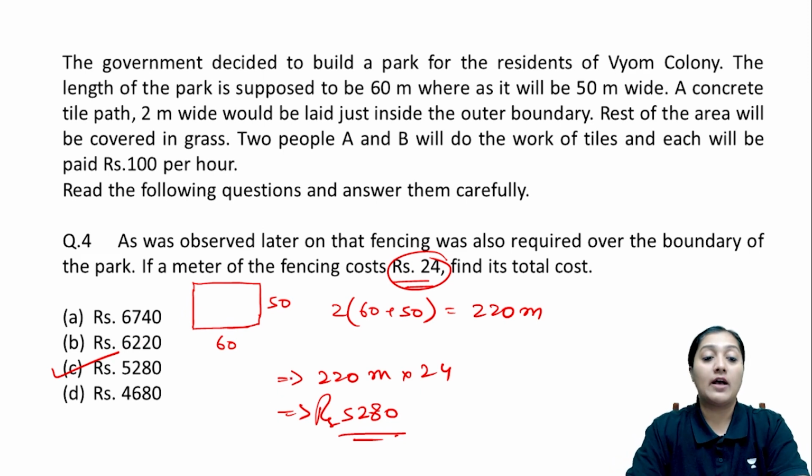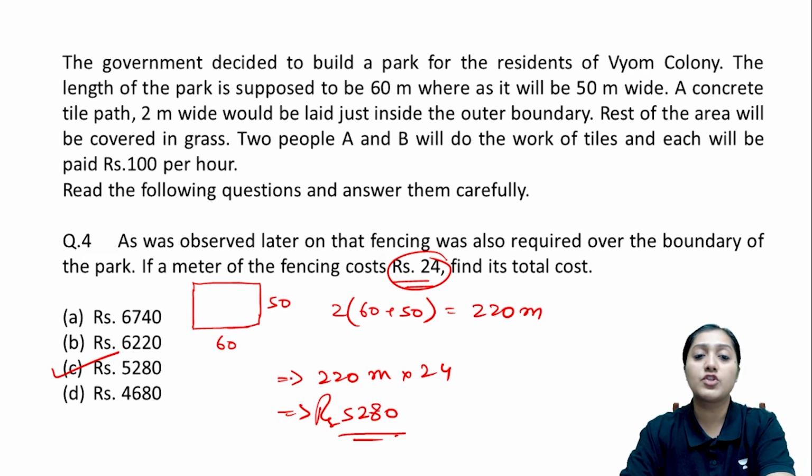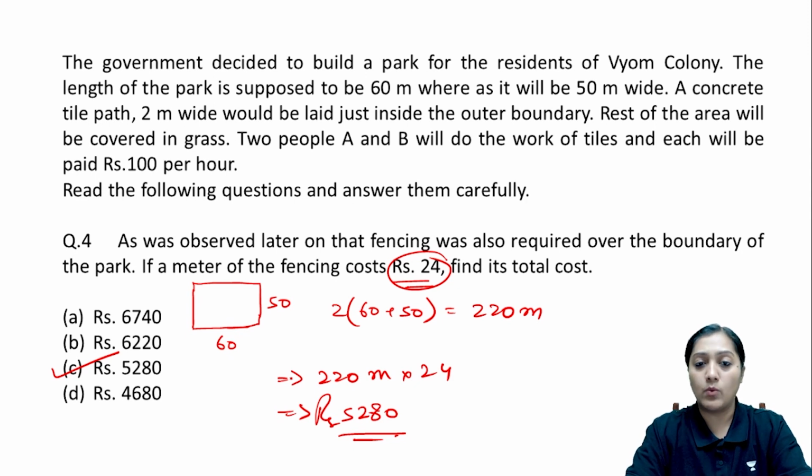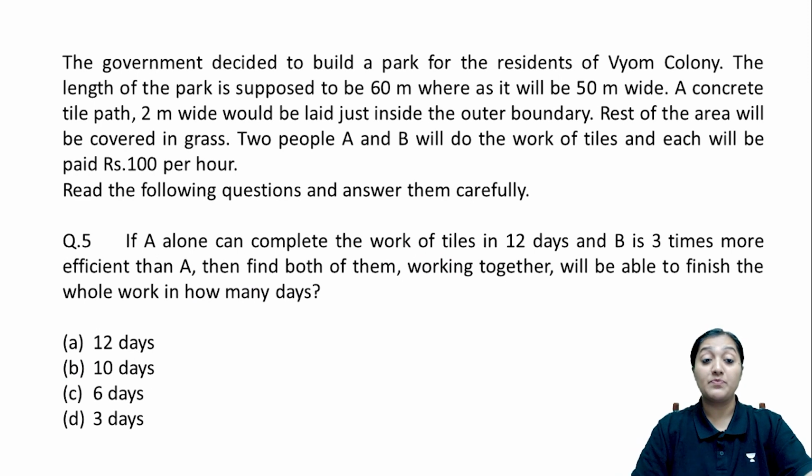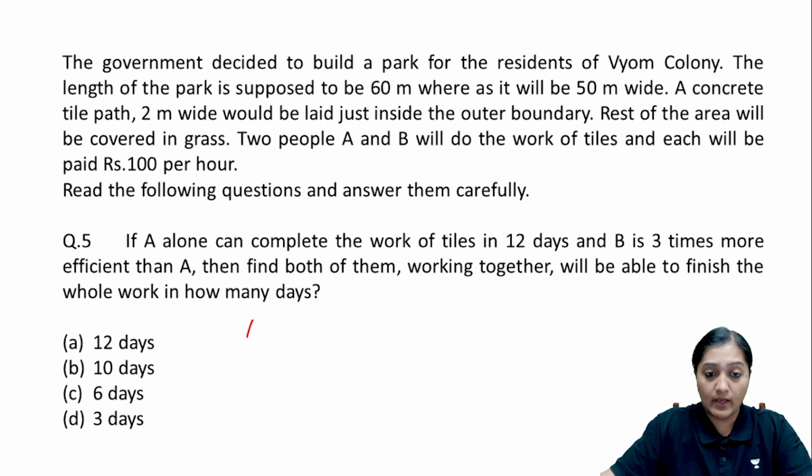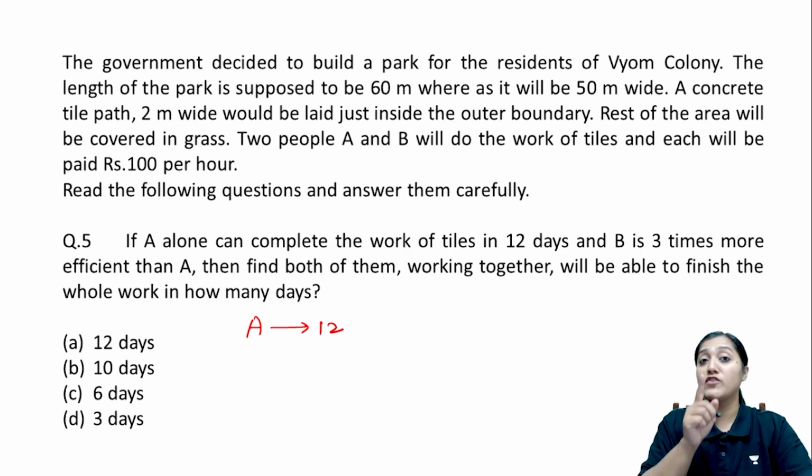This question is also clear and the answer would be C. Let's move on to the last question. There is also something given about two people working. Okay, fine. The next question says, if A alone can complete the work of tiles in 12 days. We have a person A completing the work in 12 days and B is 3 times more efficient than A.